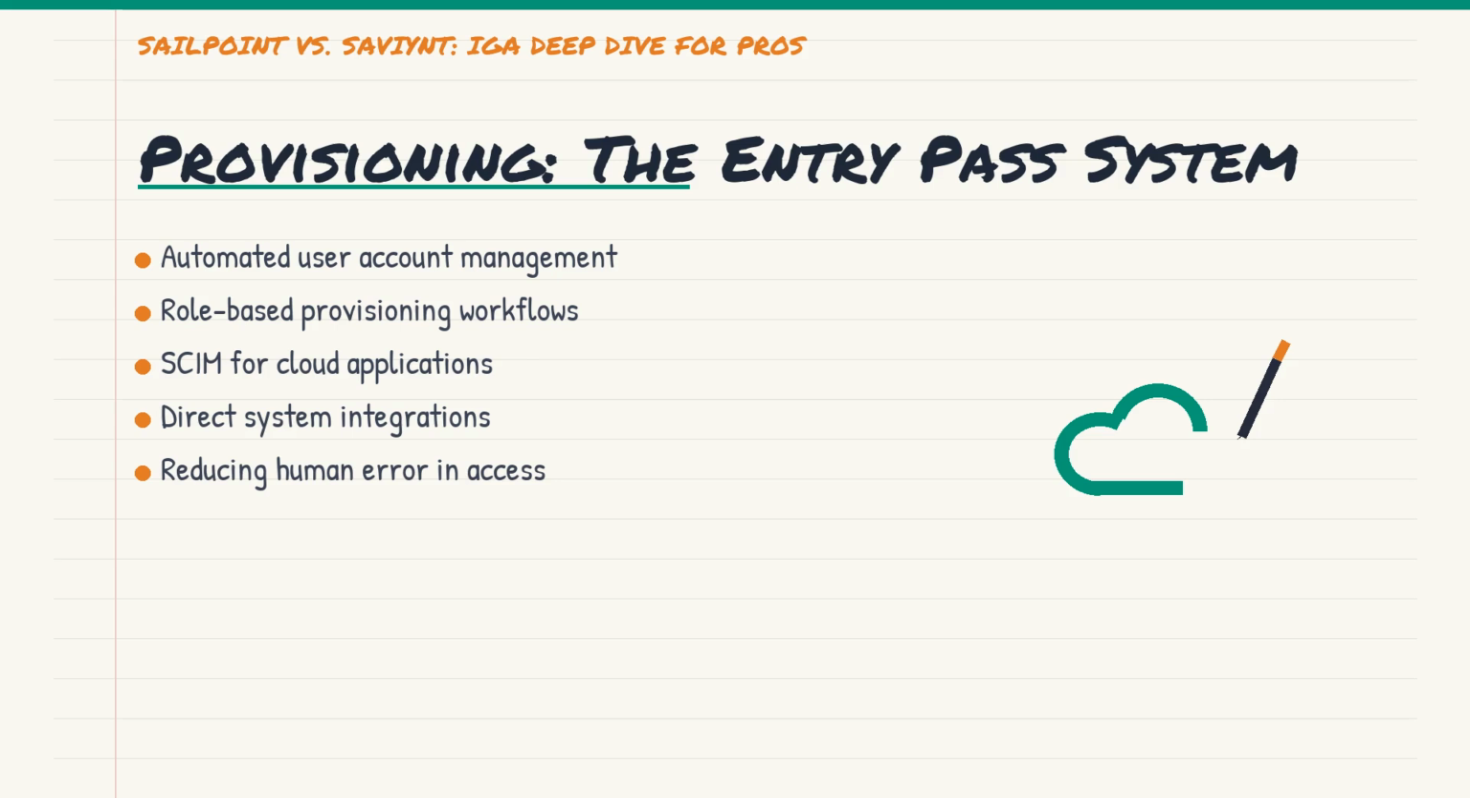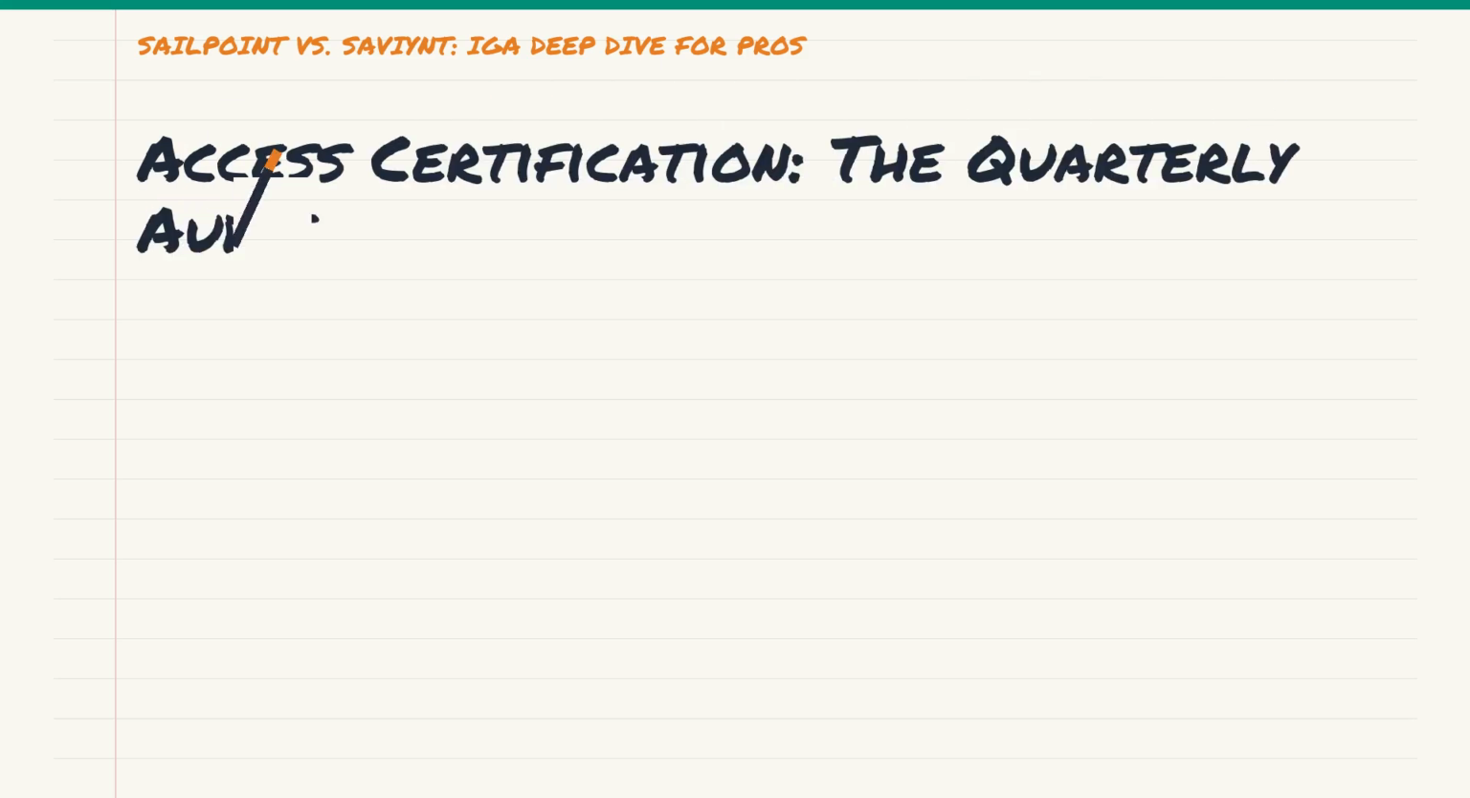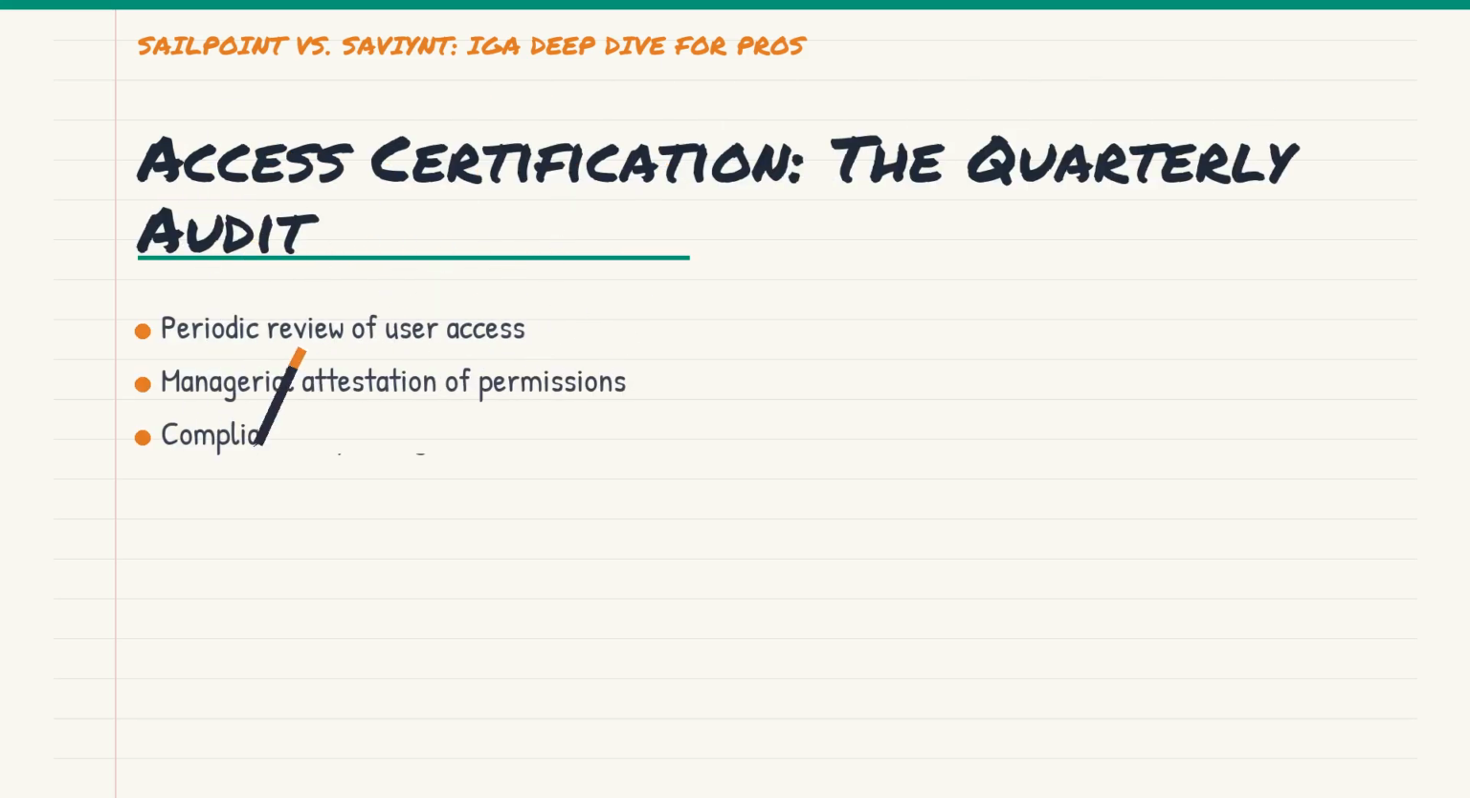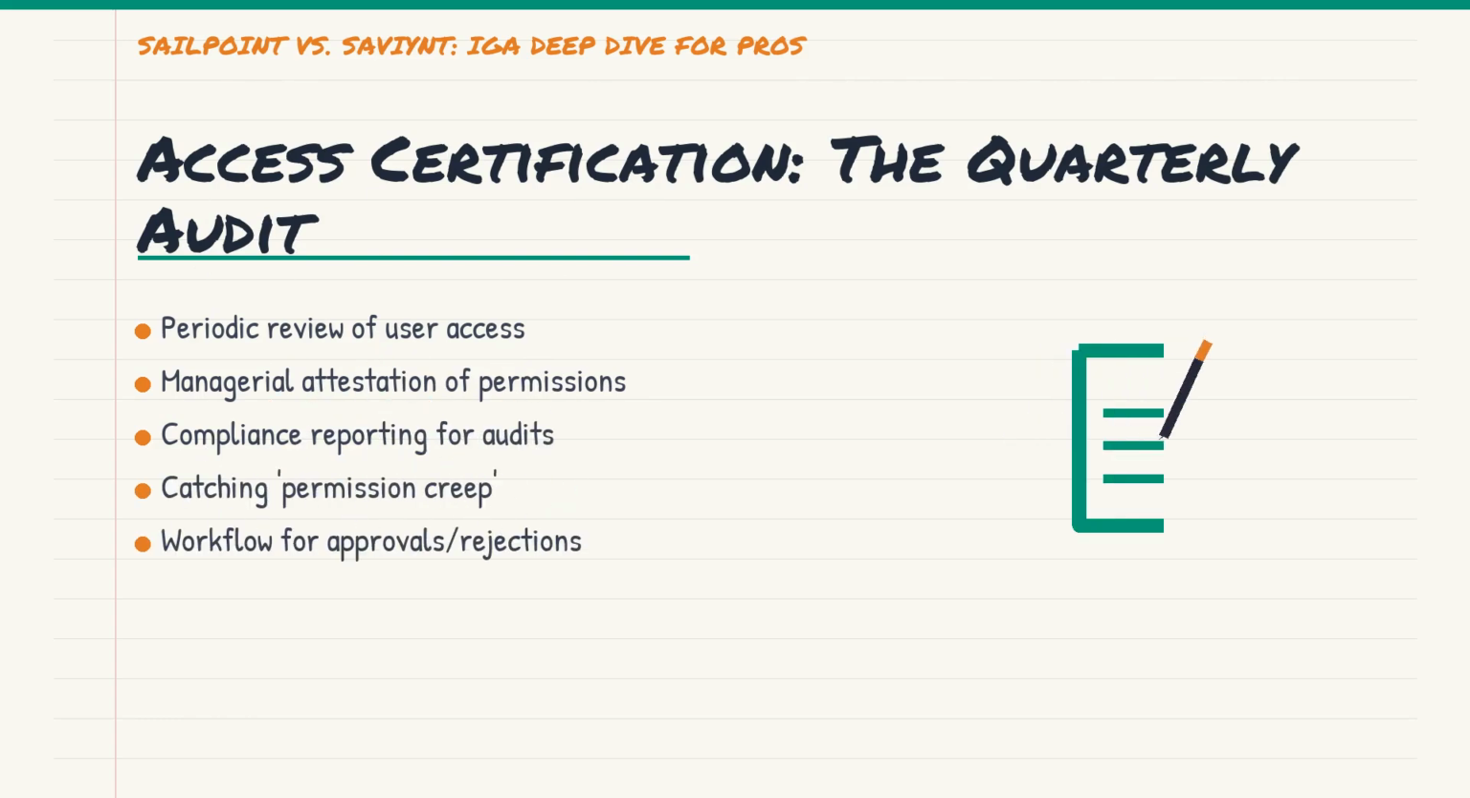Then there's access certification, often called access reviews or attestation. This is where managers or application owners periodically review who has access to what and decide if it's still necessary. Think of it like a bank manager needing to review every employee's keycard access to different vaults every quarter. It's a compliance requirement, but also a vital security check. IGA tools automate the generation of these review campaigns, present the data clearly, and track the decisions. This process helps catch permission creep, where users accumulate access they no longer need.